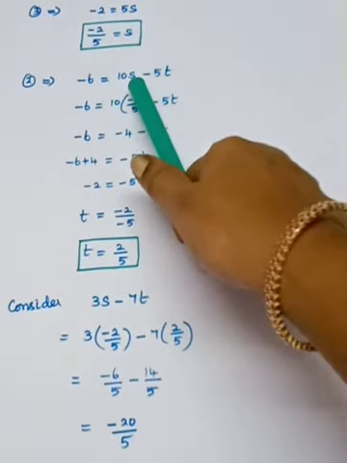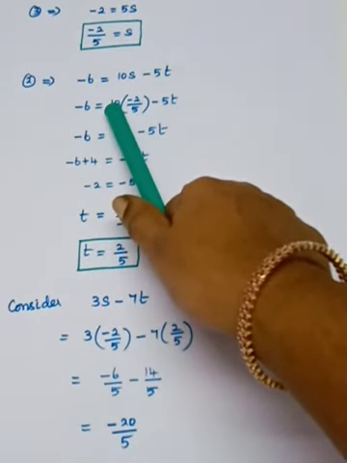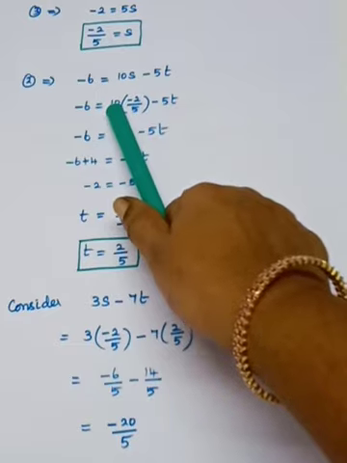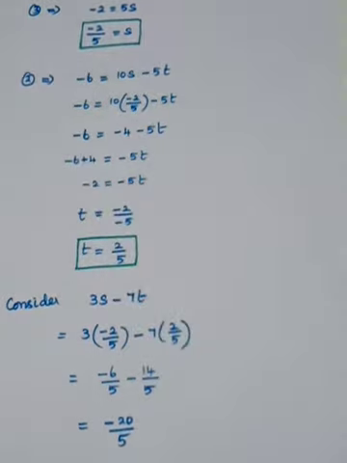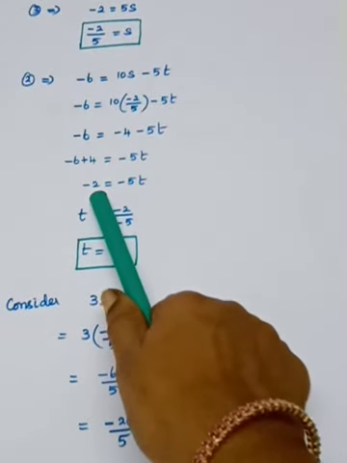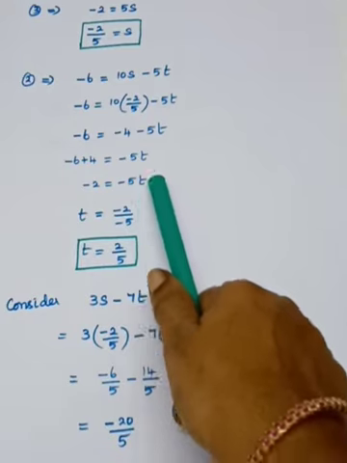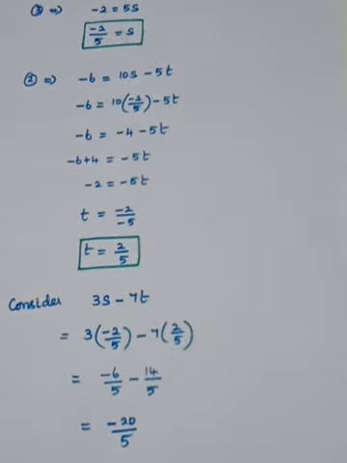In the place of s, you have to substitute -2 by 5. So this 5 and the 10 get cancelled, so here you are having 2. 2 into -2 is -4. -4, when you bring it to the left side, is +4. So calculate: -6 plus 4 is -2, equal to -5t. So t is equal to -2 by -5, that is equal to 2 by 5. So we have used the second and the third equation to find the values of s and t.